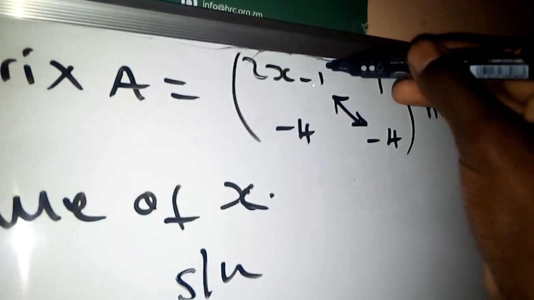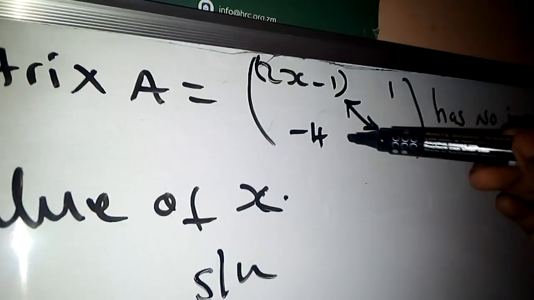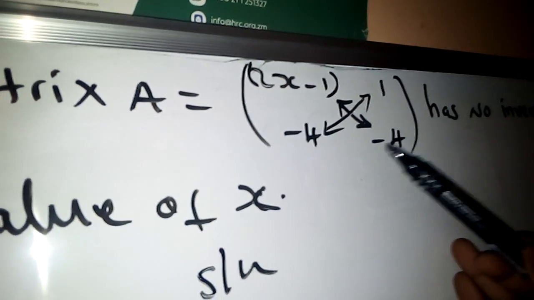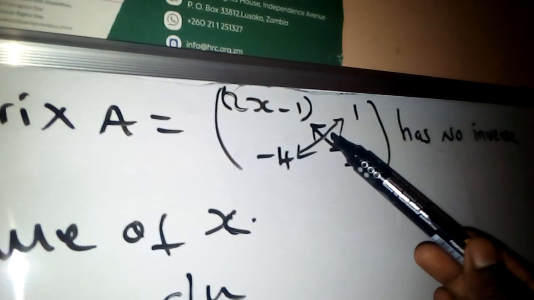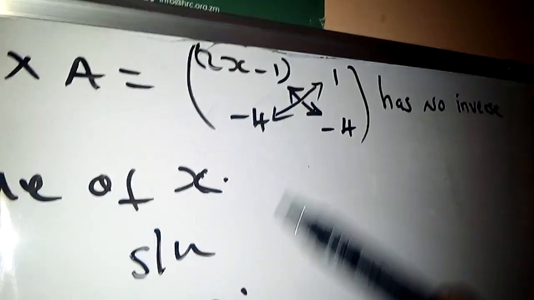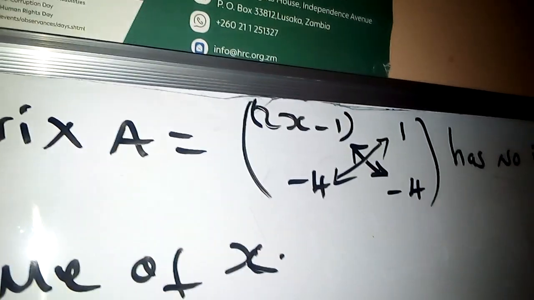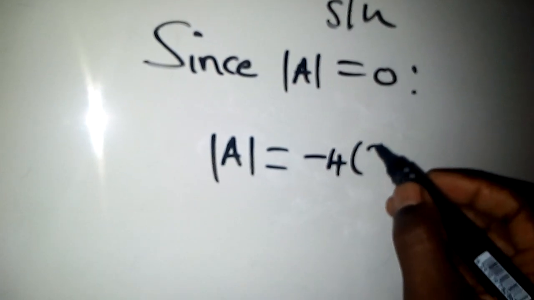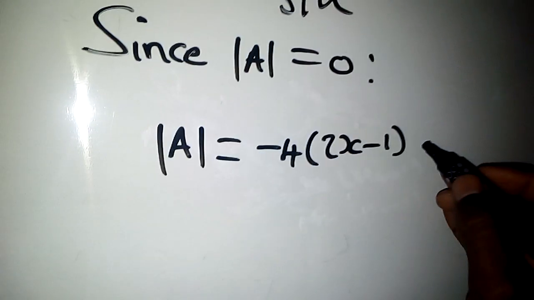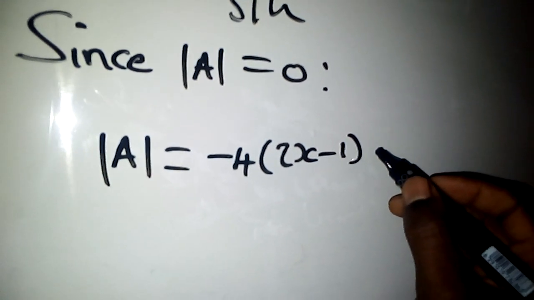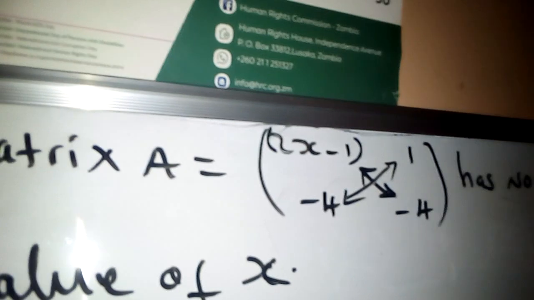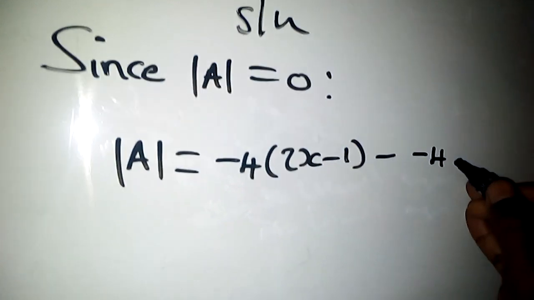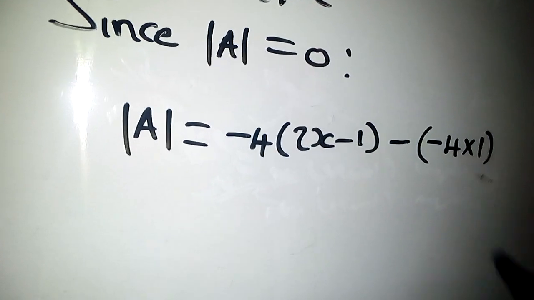We're going to multiply these. We're also going to subtract the product of the elements in the minor diagonal. So we're going to multiply -4 times this, after which we subtract the product of -4 and 1. So in the major diagonal we have -4, open the bracket, 2x minus 1. From the definition of the determinant, we subtract the elements in the minor diagonal, which is -4 times 1. So we're going to have -4, and -4 times 1 put inside the brackets here.